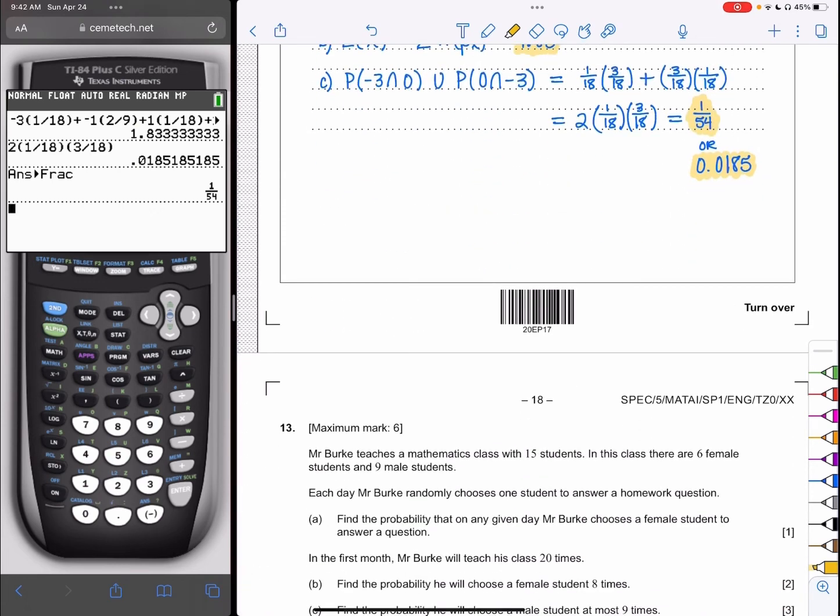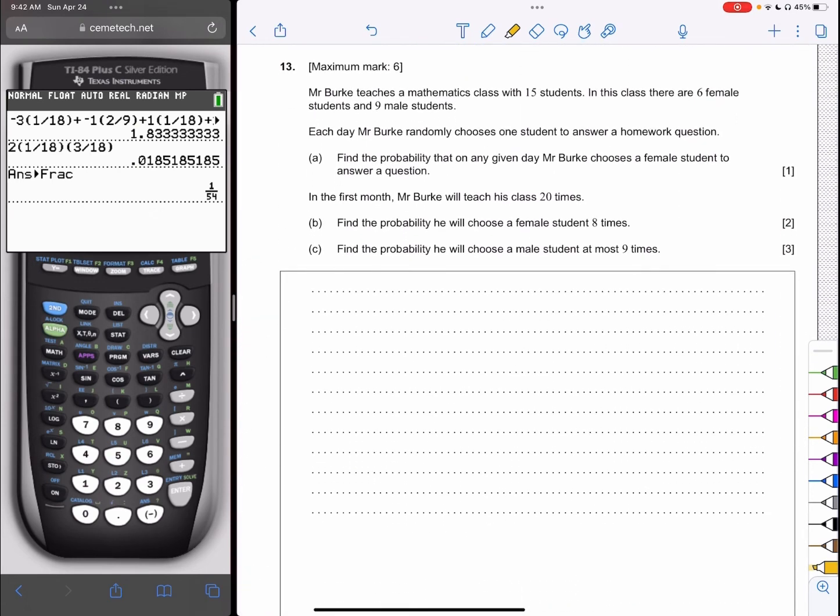All right. So now let's look at number 13. So number 13, it says, Mr. Burke teaches a math class with 15 students. In his class, there are 6 female students and 9 male students. Each day, Mr. Burke randomly chooses one student to answer a homework question. Find the probability that on any given day, Mr. Burke chooses a female student to answer a question.